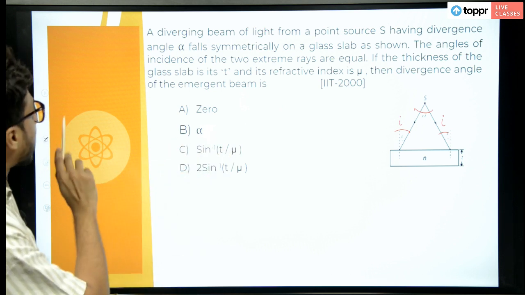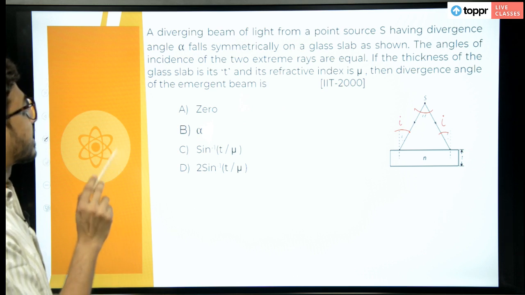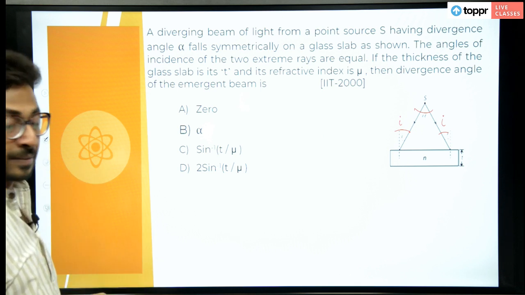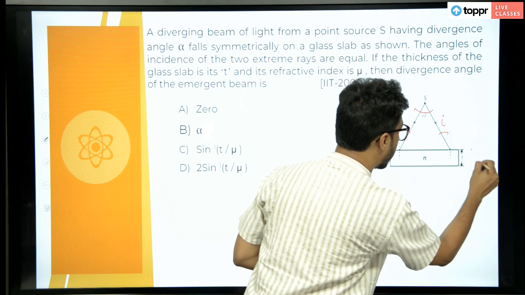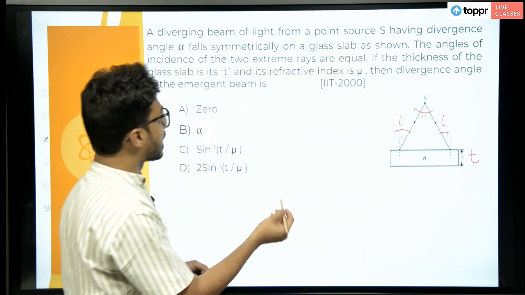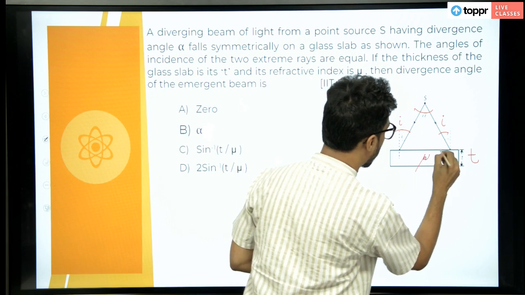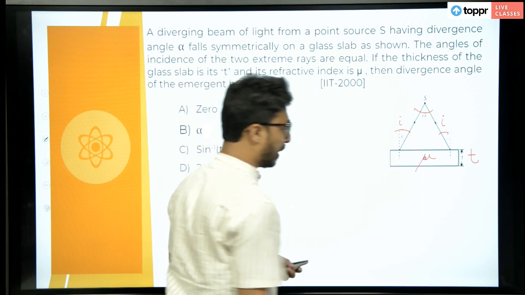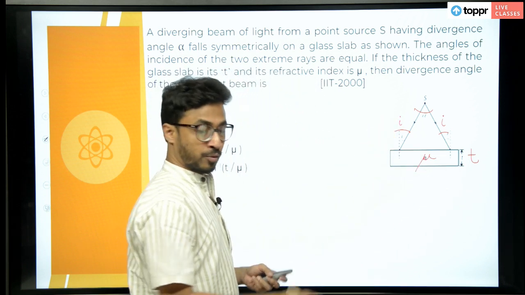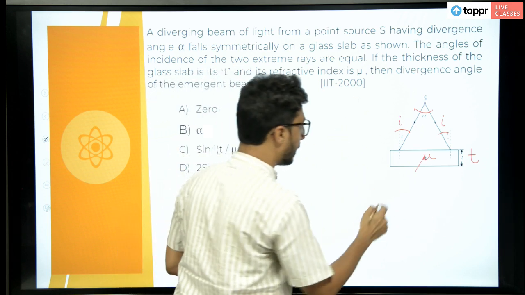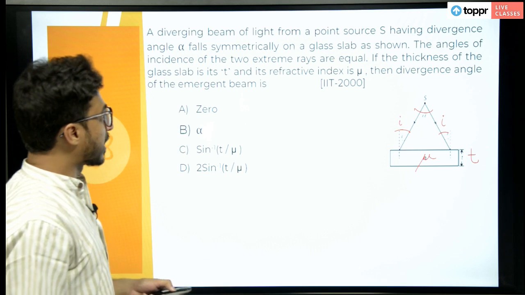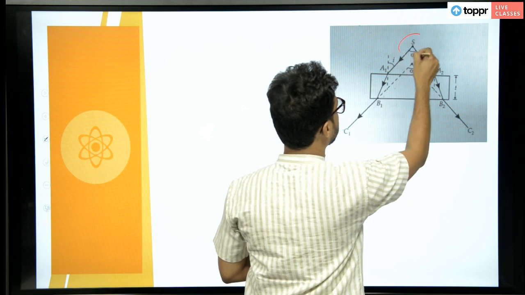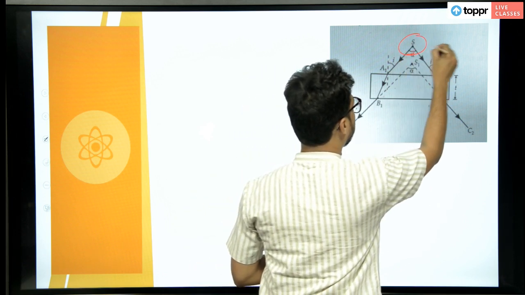If the thickness of the glass slab is T and its refractive index is mu, then the divergence angle of the emergent beam is, right? So the thickness is given as T and the refractive index is mu. We have to find the divergence angle. Divergence angle means the angle with which the ray is coming out, right? That angle. Now see, if we try to find out what is happening, say this is the source of light and this angle is angle alpha.